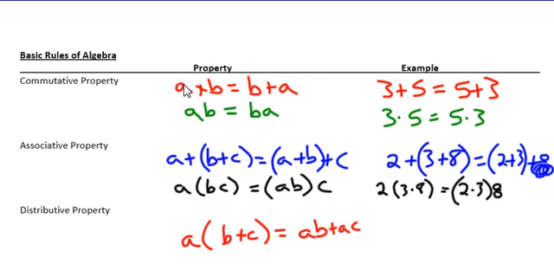So in terms of numbers, let's do 9 times 2 plus 1 is equal to 9 times 2 plus 9 times 1. Those are the properties of algebra, basic ideas that you need to be able to recognize in review of your Algebra 2.